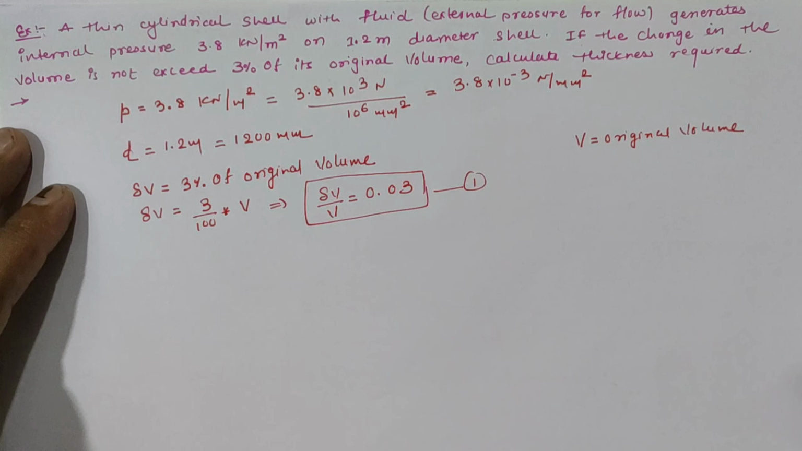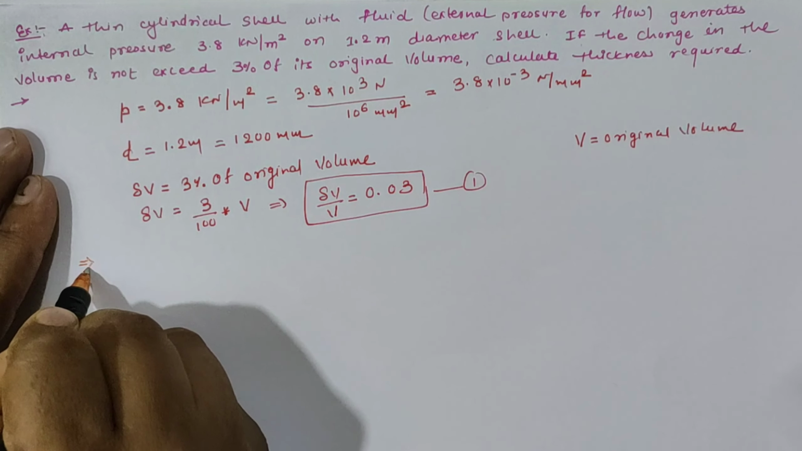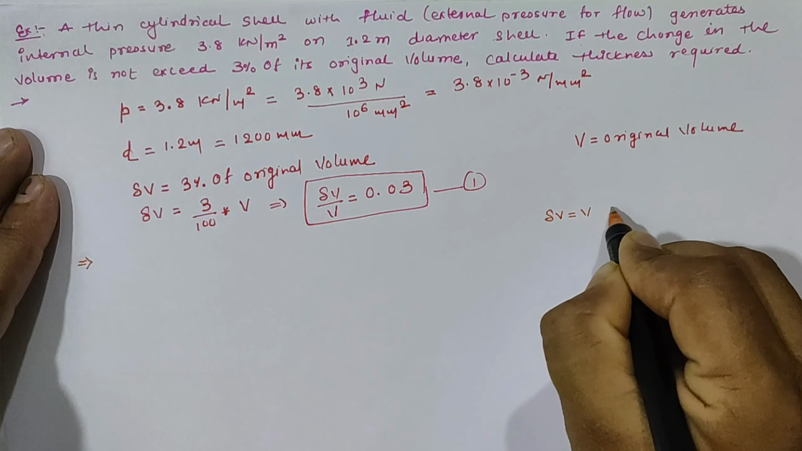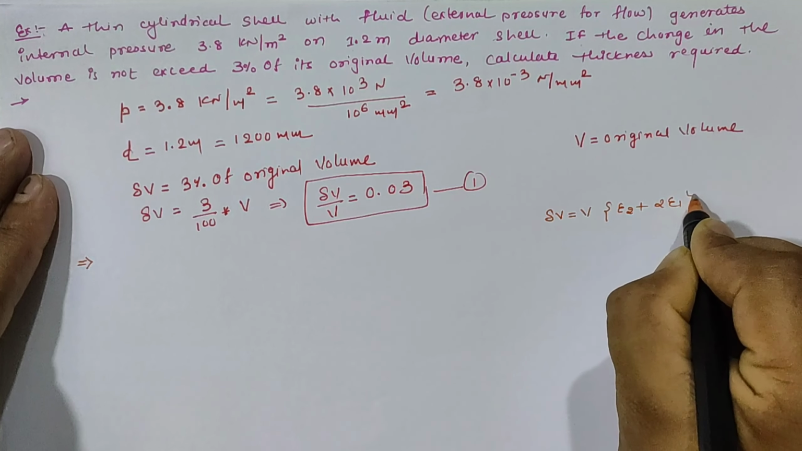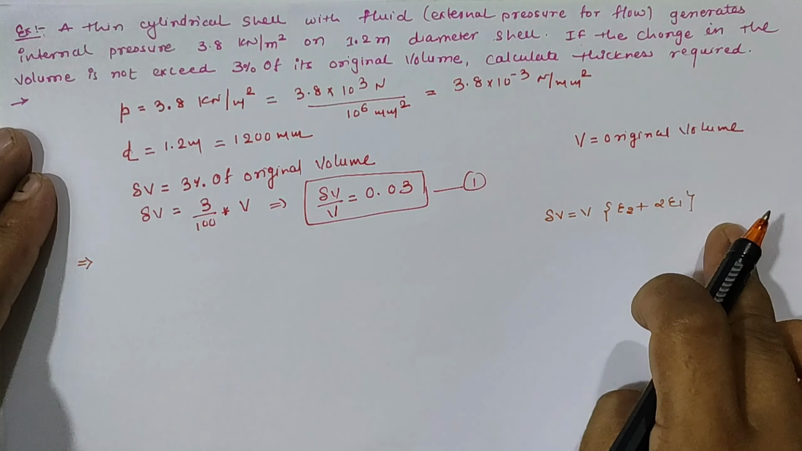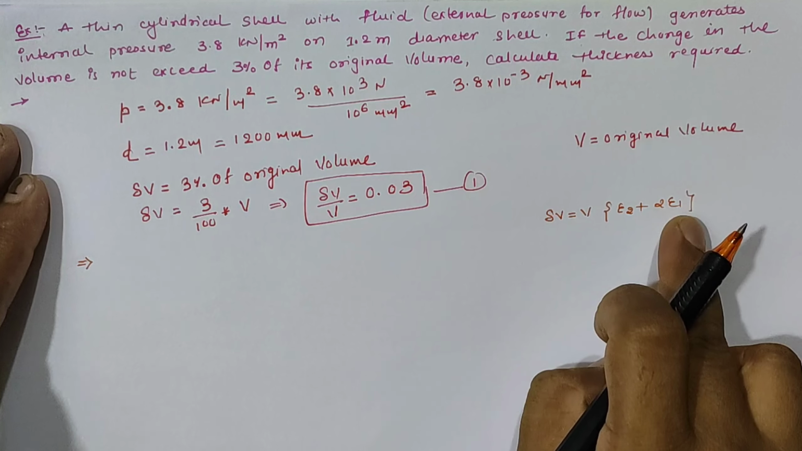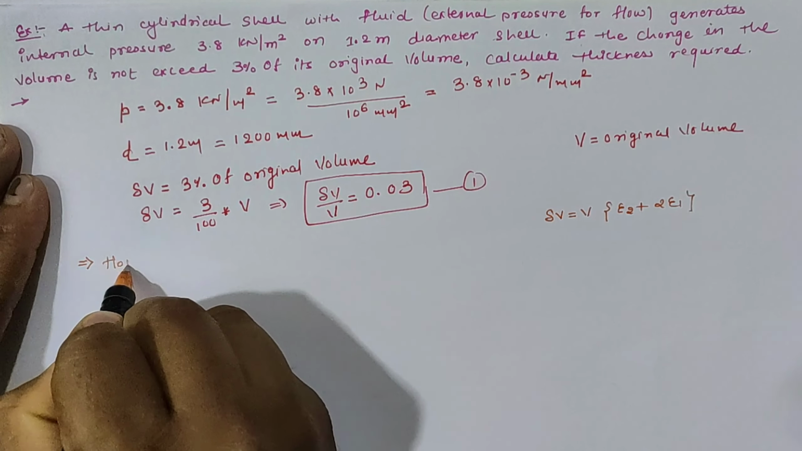Now for the solution of the given example, first of all we have the equation del V is equal to V into E2 plus twice E1. For this relation we require E2 and E1 as the hoop strain and longitudinal strain, and for that we require hoop stress.